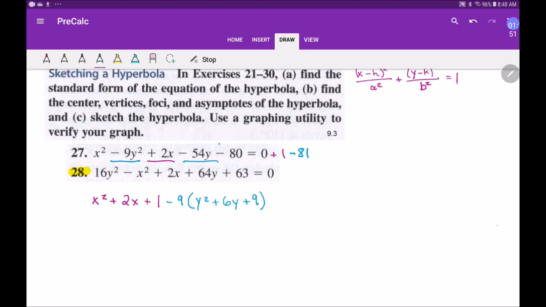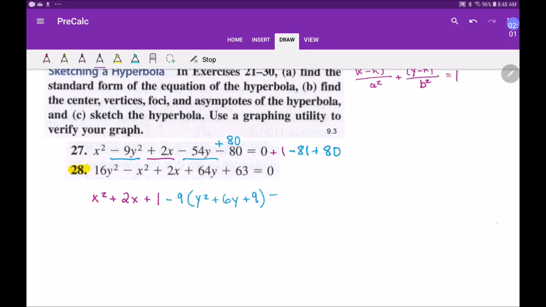And let's see, while I'm at it, let me add 80 to both sides. And I say, wait a minute here. It's equal to 0. What? It's equal to 0? Well, yes, it's equal to 0, which means it's degenerate. And I have a big problem.